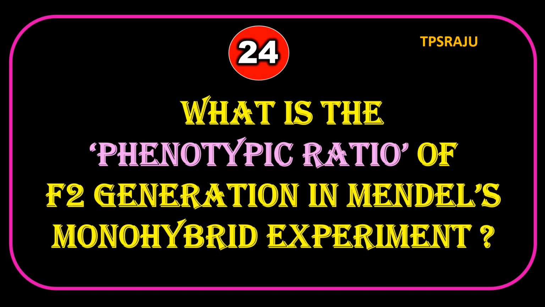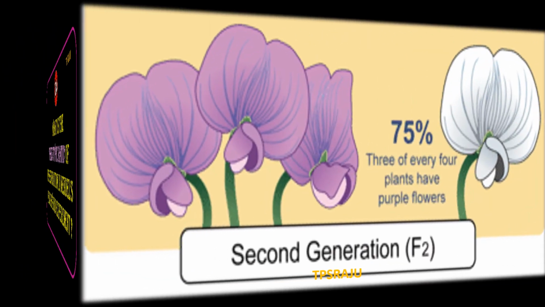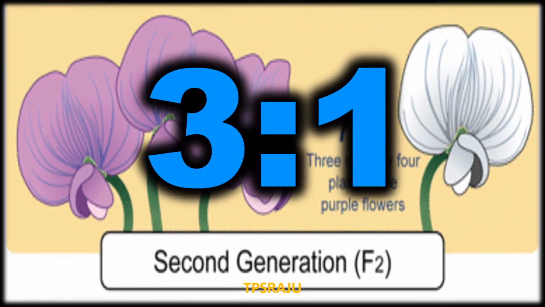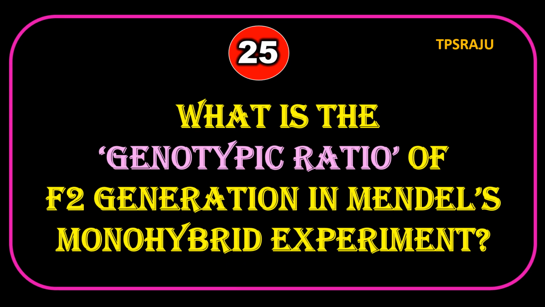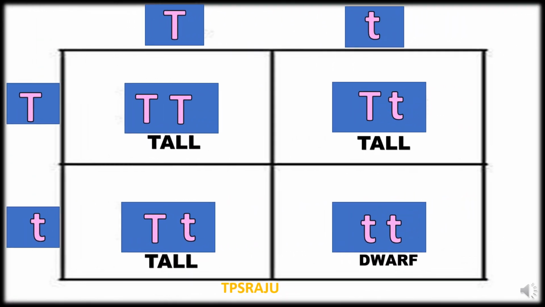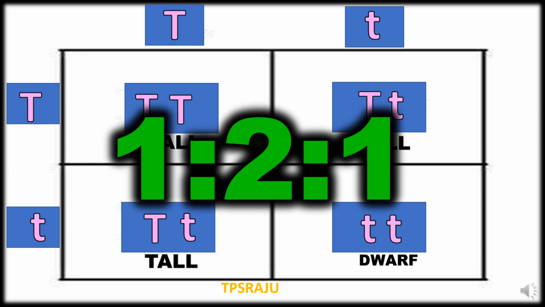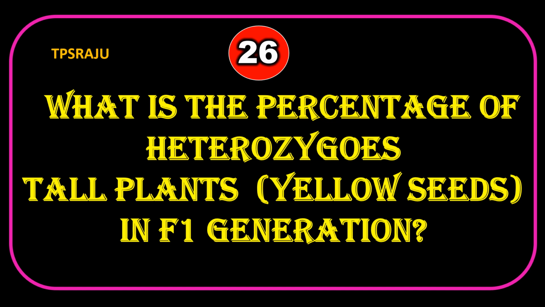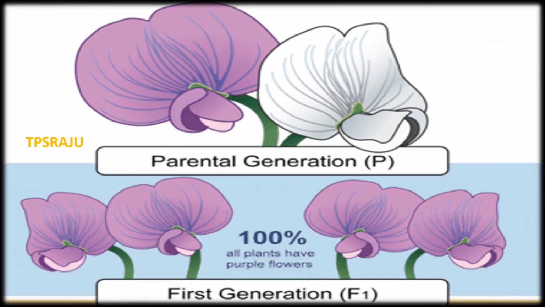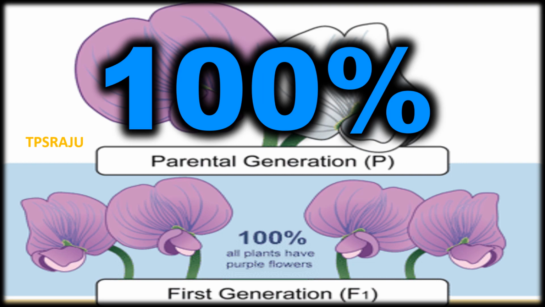What is the phenotypic ratio of F2 generation in Mendel's monohybrid experiment? Three is to 1. What is the genotypic ratio of F2 generation in Mendel's monohybrid experiment? 1 is to 2 is to 1. What is the percentage of heterozygous tall plants in F1 generation? 100%.